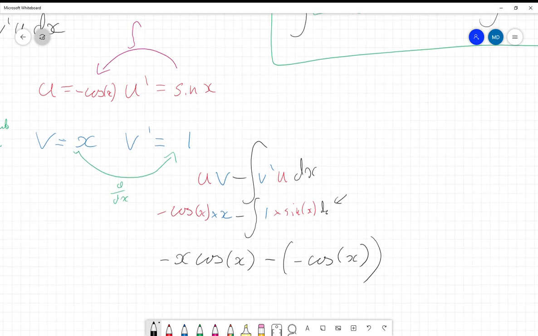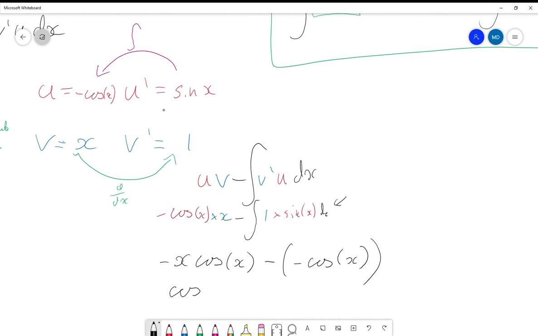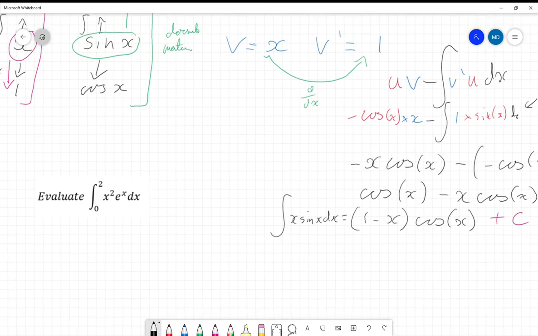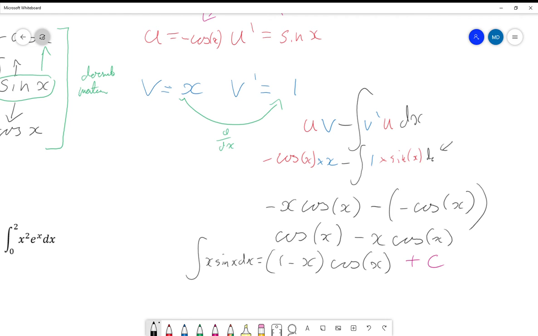And so we end up with cosine of x minus x cosine of x, or 1 minus x lots of cosine x. And that is our integral of x sine x, with, of course, plus c on the end. And so our integral of x sine x is this. Okay, and that is how you use integration by parts.